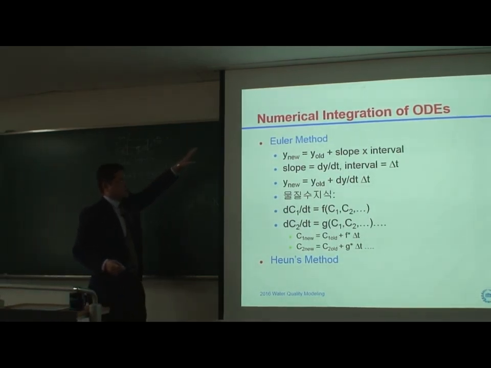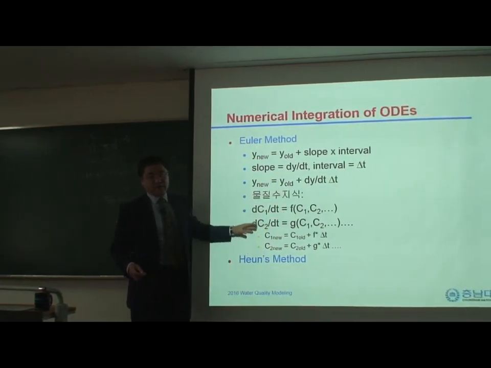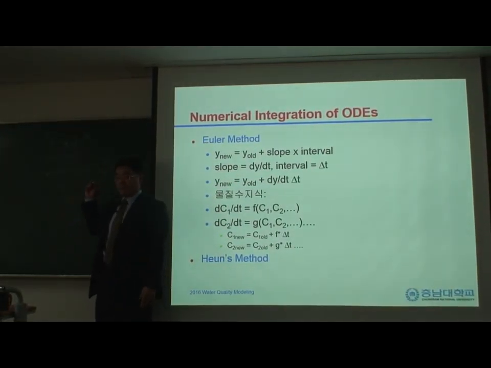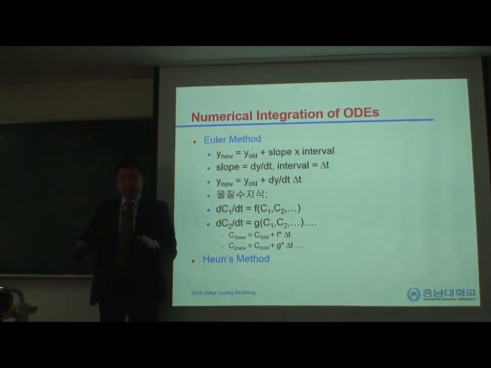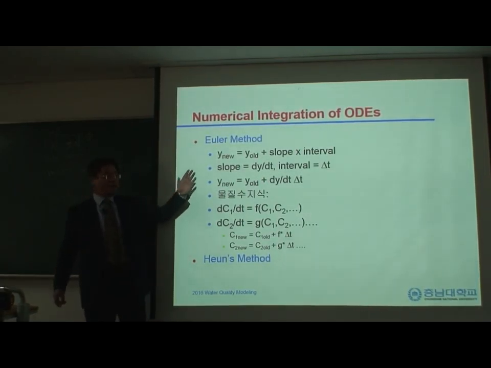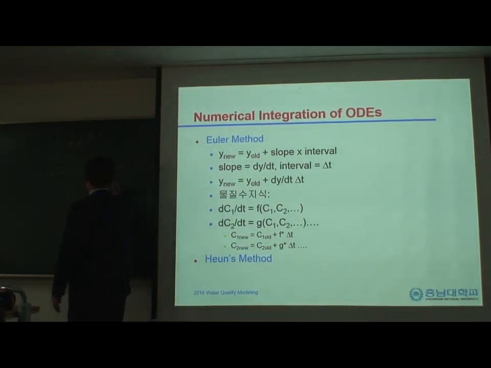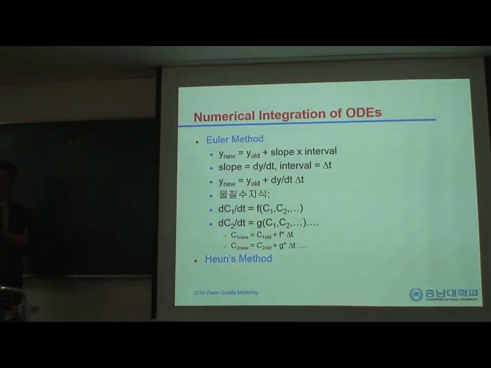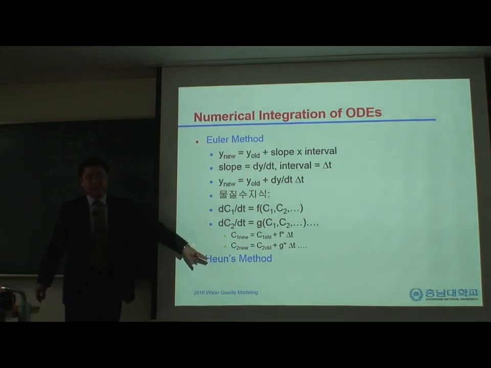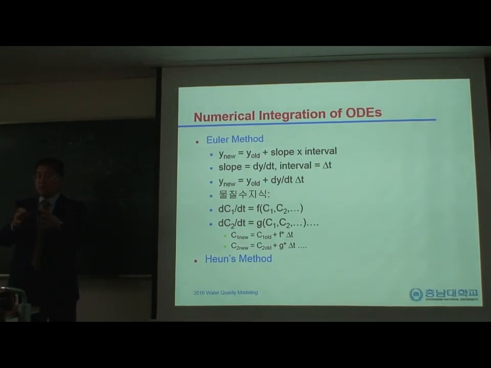And this older method, this is everything. So if you understood what I have been talking about, then you're done. But as I said, this simple method may not be enough because it always has error, because we ignore this part. Okay? So this Heun's method is something that can complement it, or minimize that kind of error issue.